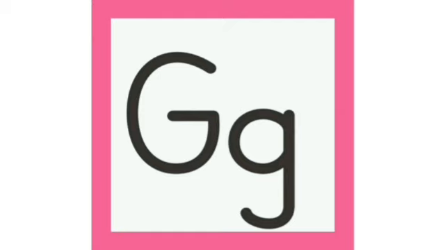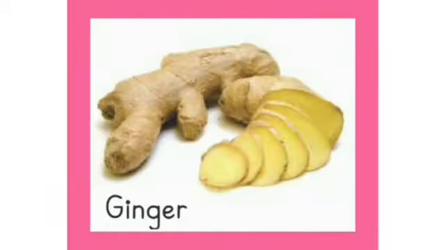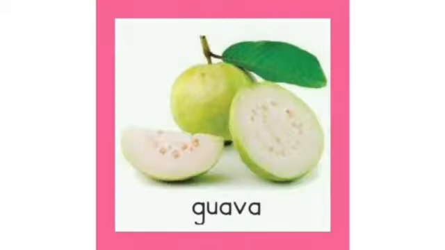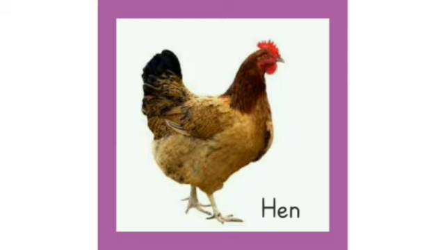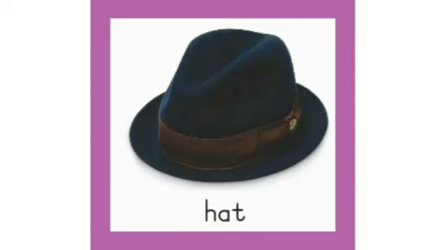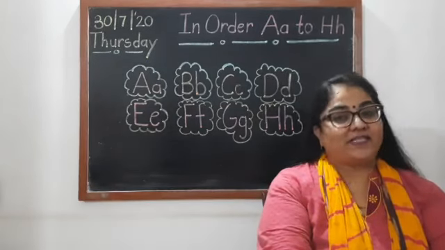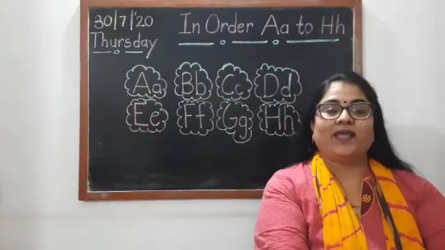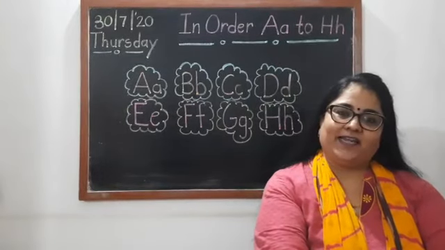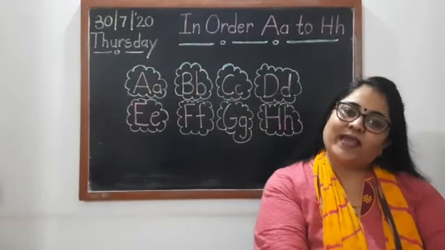Alphabet G. G says G. G for ginger. G for guava. Alphabet H. H says H. H for hen. H for hat. Now, my children are very well aware of the sound and can also recognize pictures related to alphabet A to H, right?